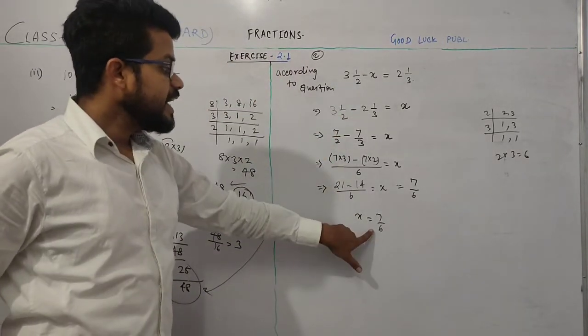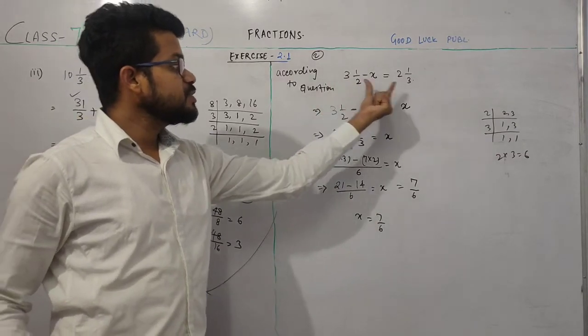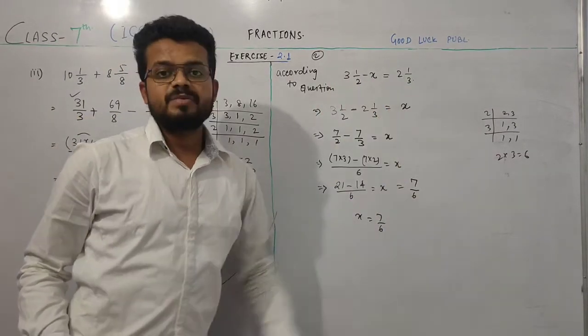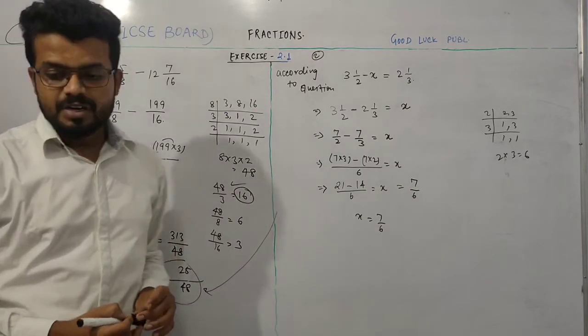When I take 7/6 from this value, it leaves 2 1/3. Okay, this is question number 2.